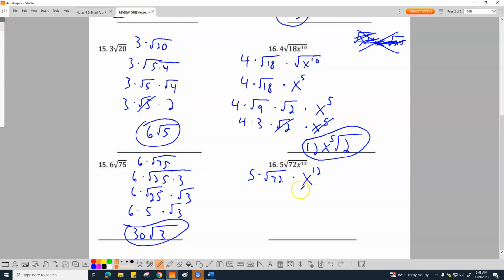X to the 12th. Cool. Did I separate it? There's a 5. There's 72. There's x to the 12th. Perfect. Now I'm going to do one more thing.